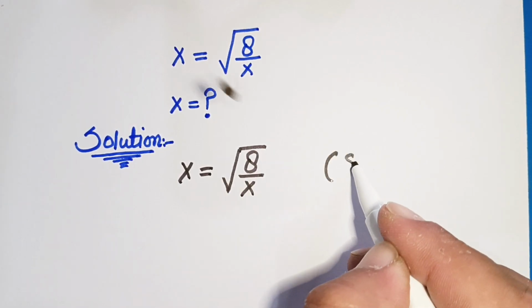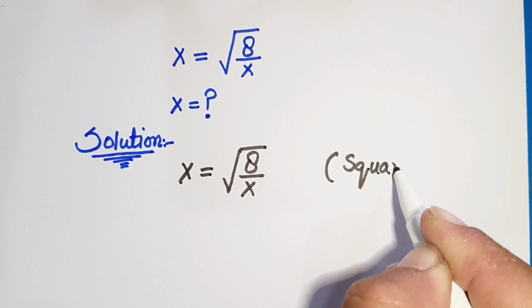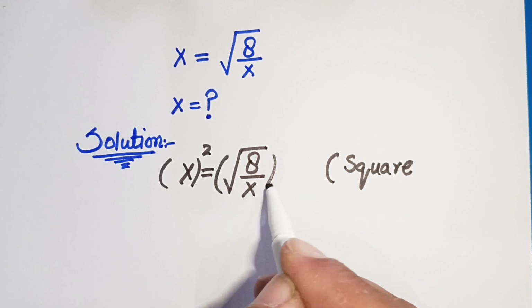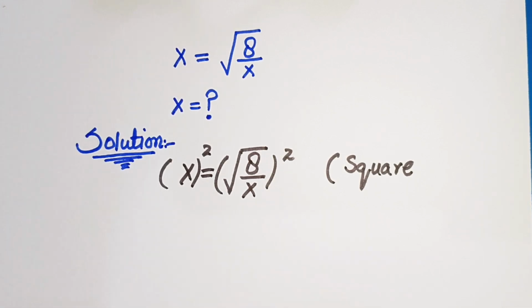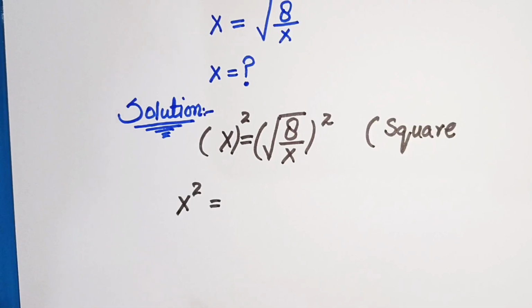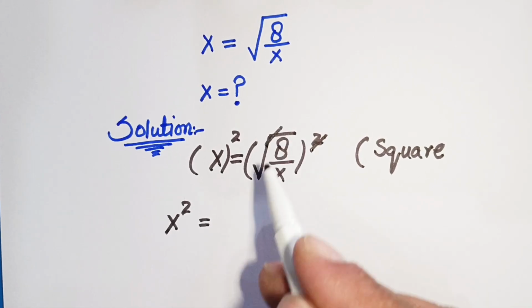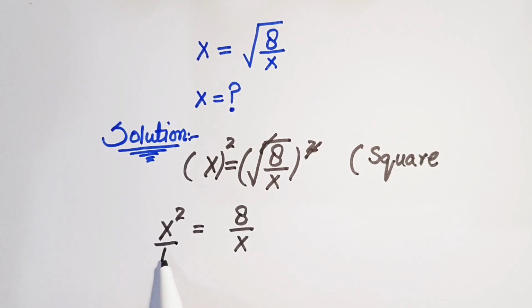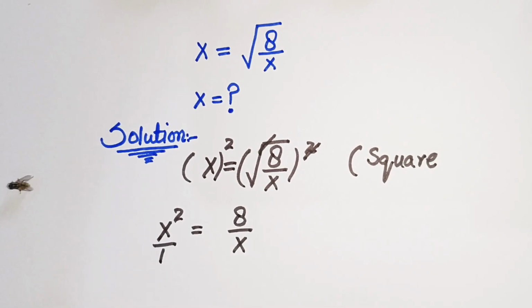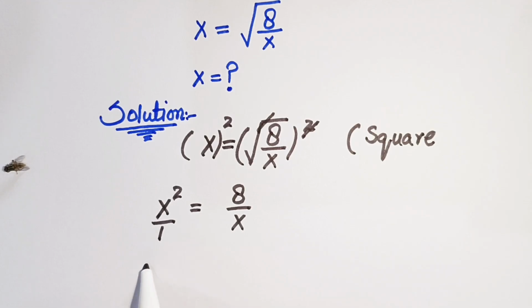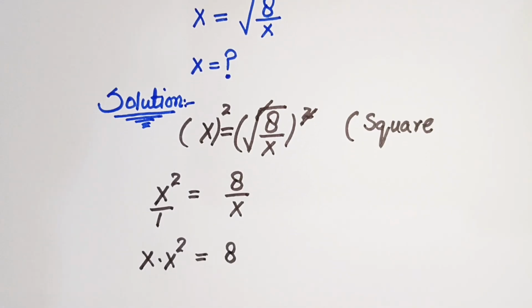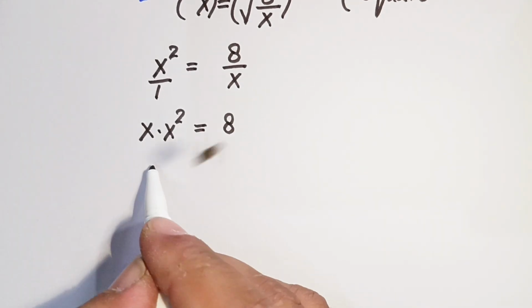Now squaring on both hand sides, on our left hand side we have x squared, and on our right hand side we cancel the square with the square root, so we have 8 over x. Now here the denominator is 1, so we cross multiply, then we get x times x squared, and 8 times 1 is 8. So x times x squared is equal to x cubed.